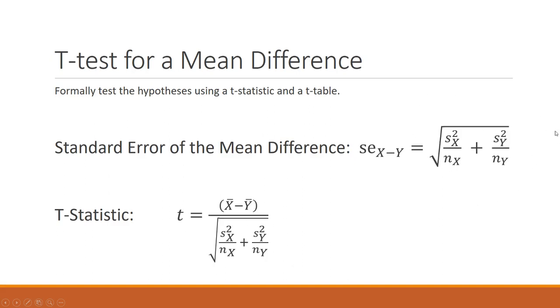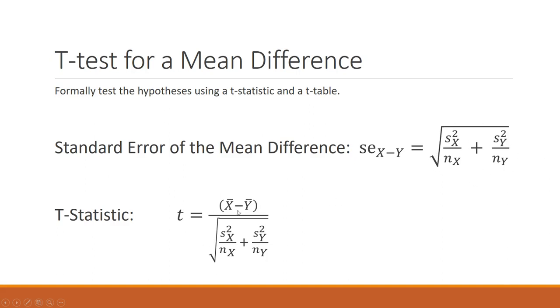This is the standard error of the mean difference. It's the sample income variance for those that have a high school degree divided by the number of people in the sample that have a high school degree, plus the sample variance for individuals that don't have a high school degree divided by the number of people that don't have a high school degree. And it's the square root of that. This is the standard error of our mean difference.